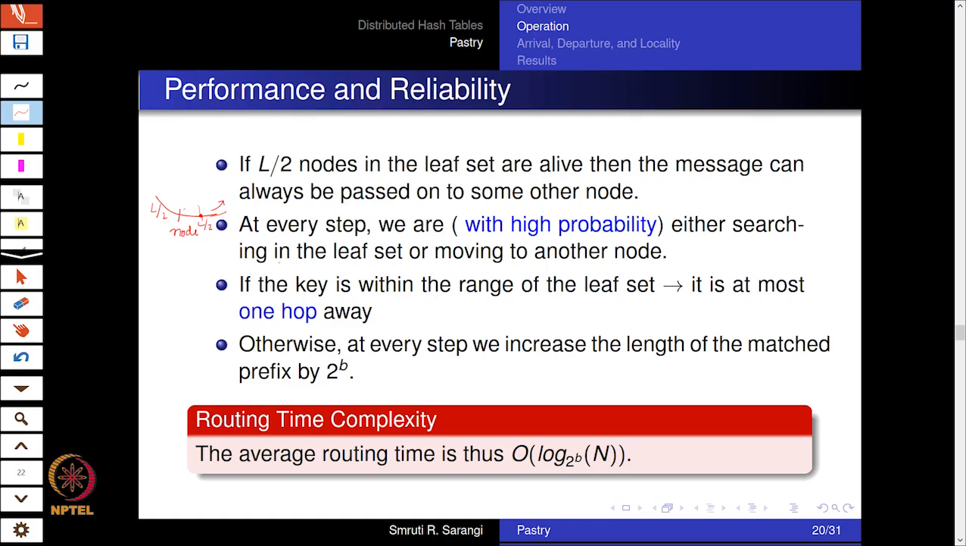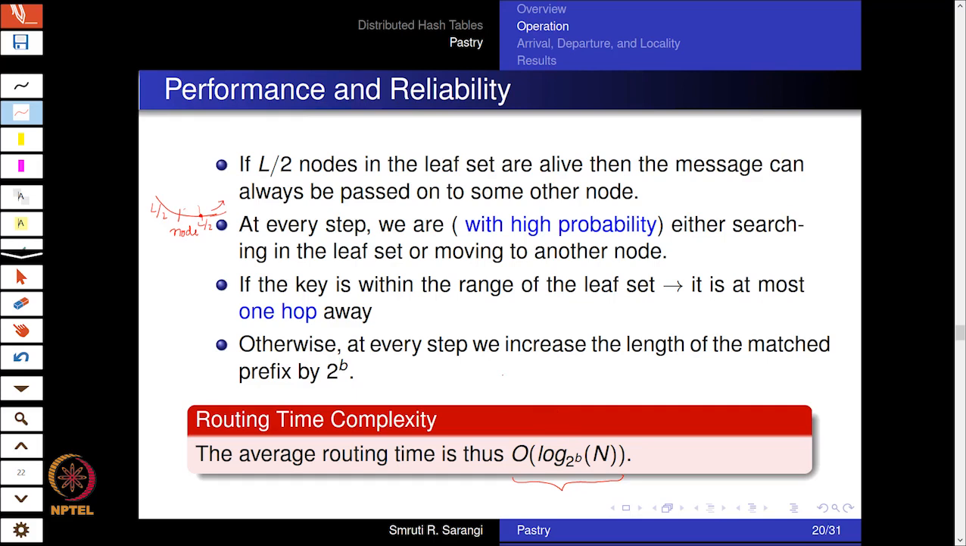So as we said, what do we do? We either increase the prefix length or bring the node closer to the key in every step. So the average routing time can be proven with more rigorous methods, but definitely the prefix length match will take log n steps.